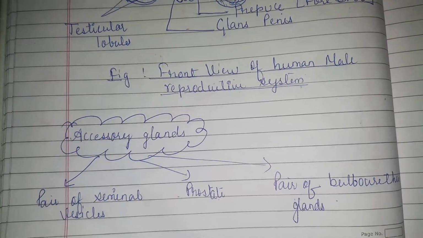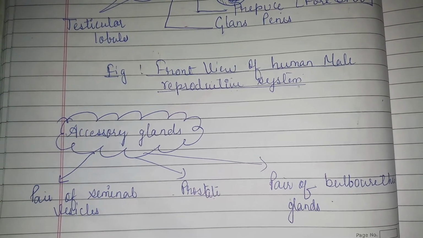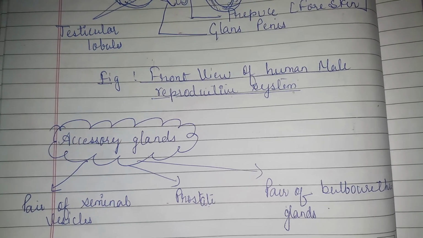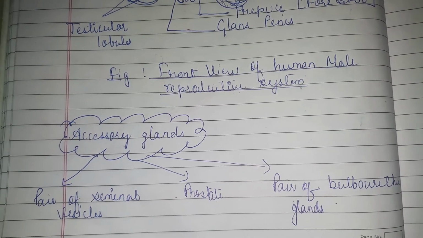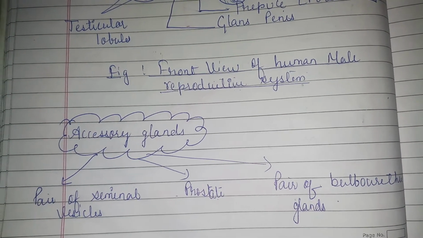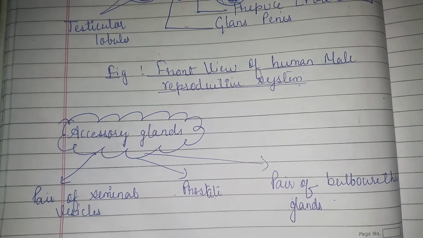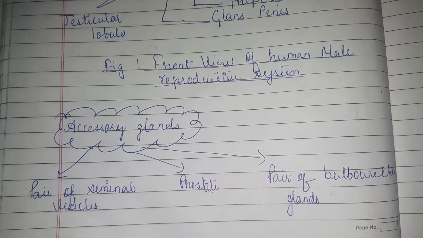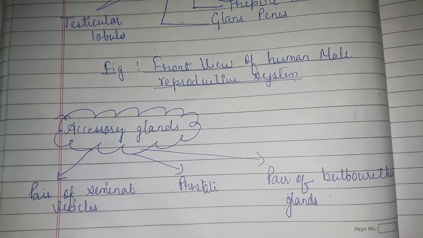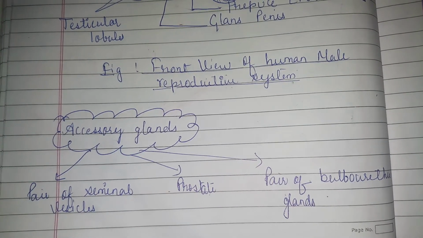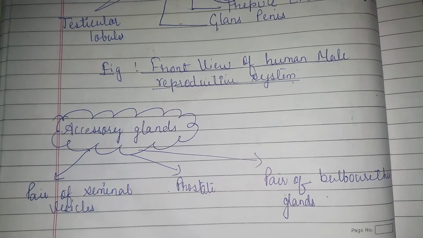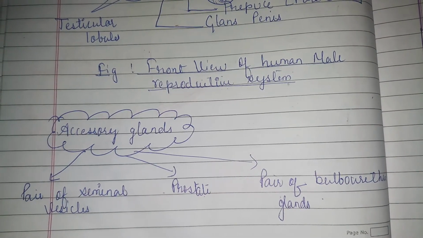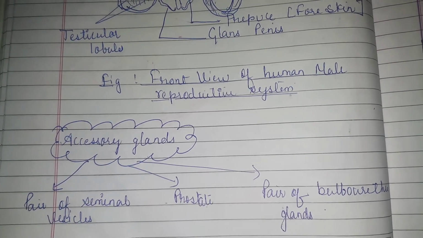Today we have to discuss accessory glands of the male reproductive system. Till now we have discussed testes, we have discussed accessory ducts, and we have discussed a brief about the accessory glands and their types. There are three types of accessory glands present in the male reproductive system: a pair of seminal vesicles, the prostate gland, and a pair of bulbourethral glands, which are also called Cowper's glands.